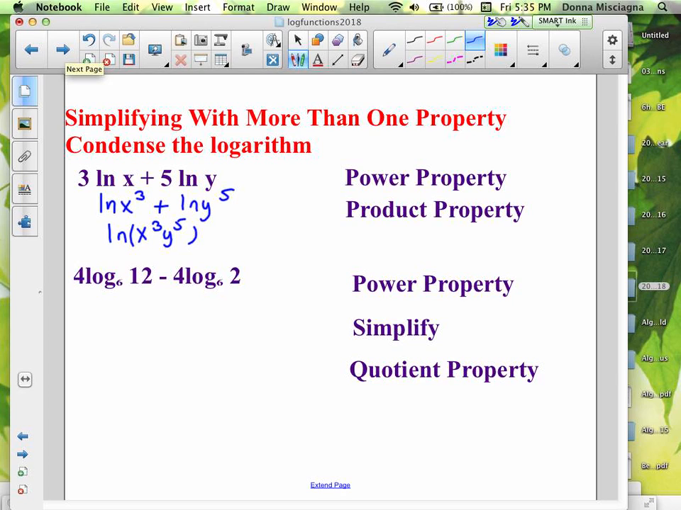All right, so now we have our next one here. We have 4 log base 6 of 12 minus 4 log base 6 of 2.